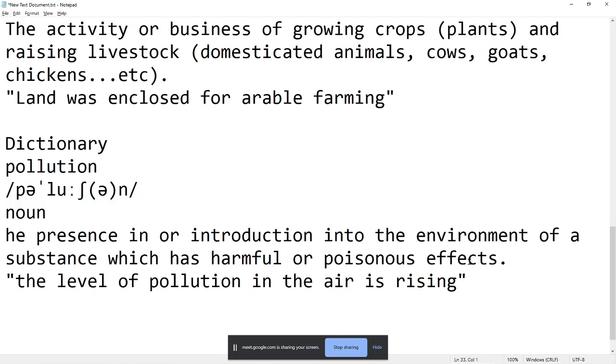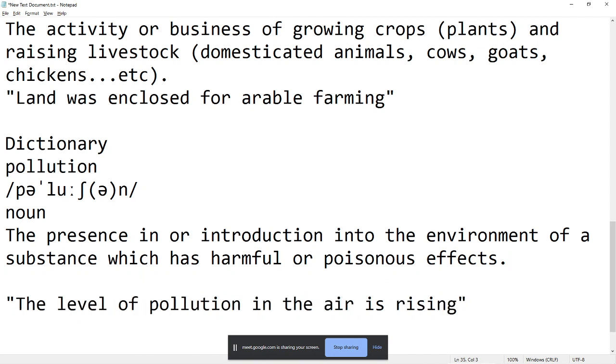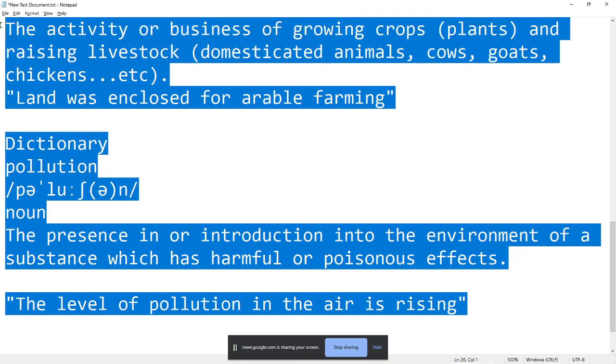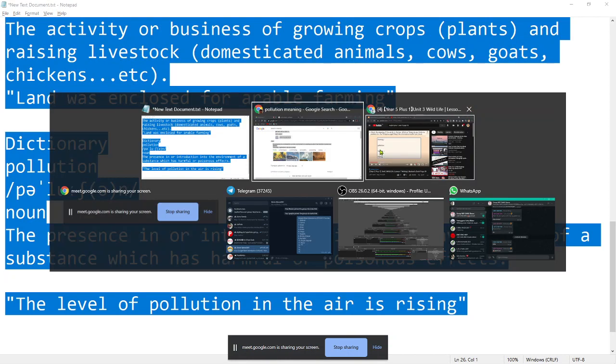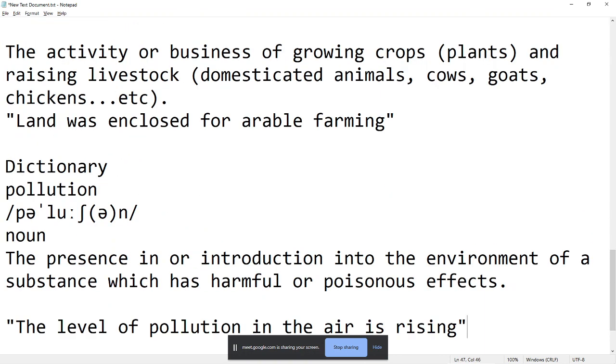It's a noun. The presence in or introduction to the environment of a substance, sesuatu benda, sesuatu unsur which is harmful, berbahaya or poisonous, dan beracun kesannya kepada tanah dan manusia. The sentence example: the level of pollution in the air is rising. Dia kata pencemaran udara semakin meningkat. Alright. Any questions? If there is no question, I have to continue.